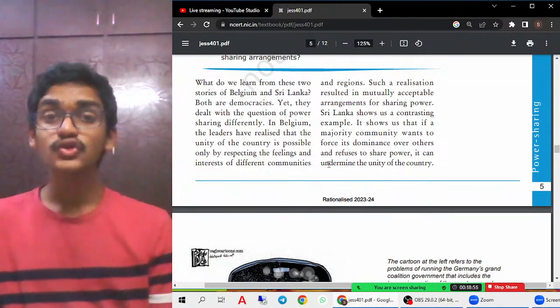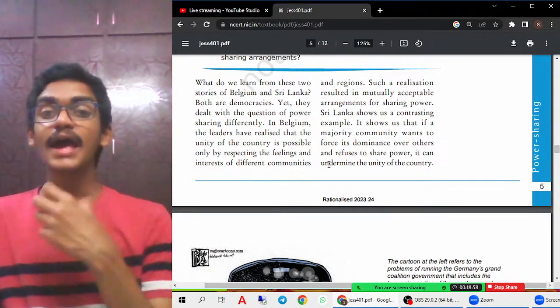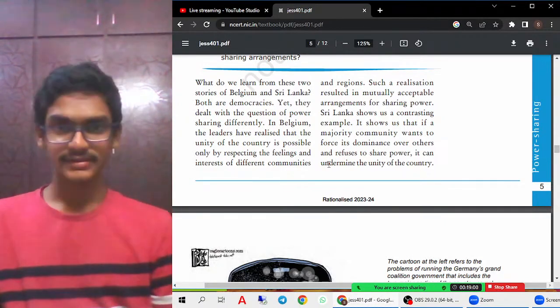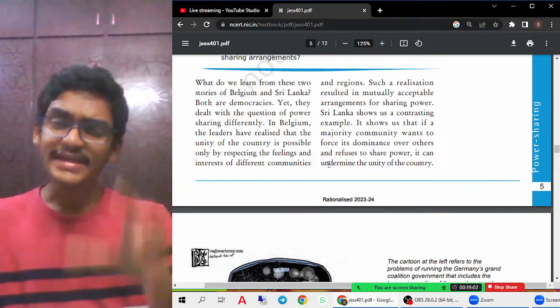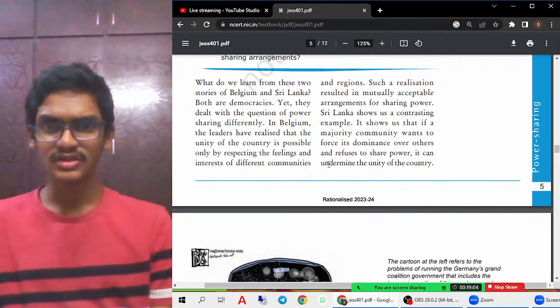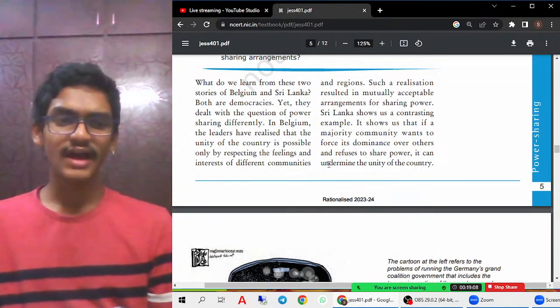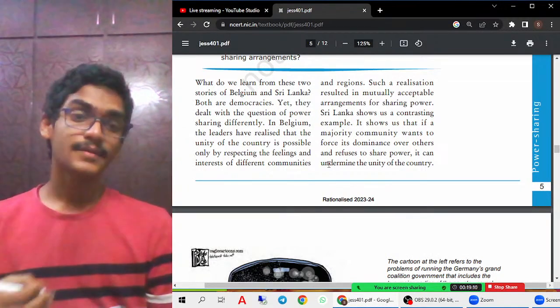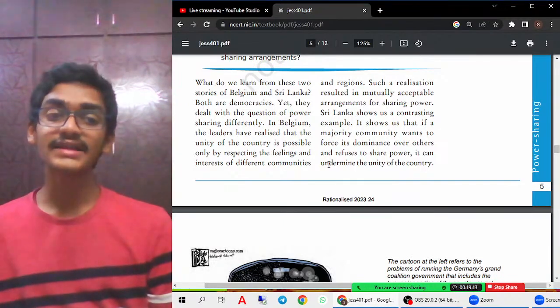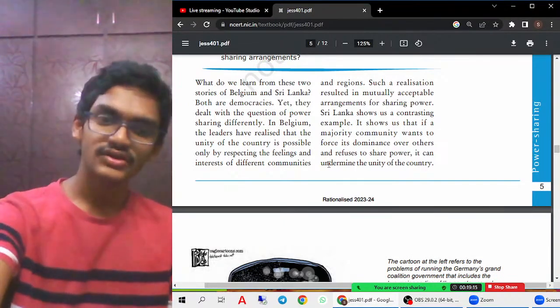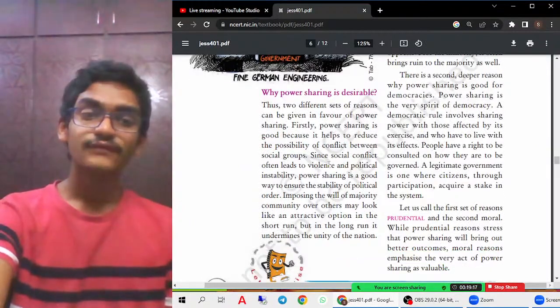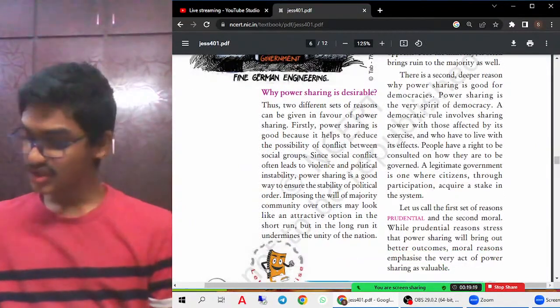This will help in bringing unity among the people, and also helps in the easy administration process. It also makes sure that everyone is given equal representation. No one feels alienated from the society. That is what they have done. They have accepted and respected the feelings and the interests of the different communities and the regions. So now let us try to understand why power sharing is more desirable, why power sharing is very important.